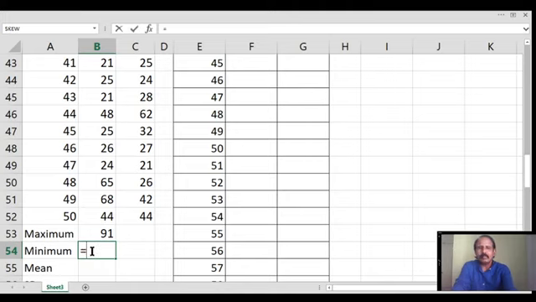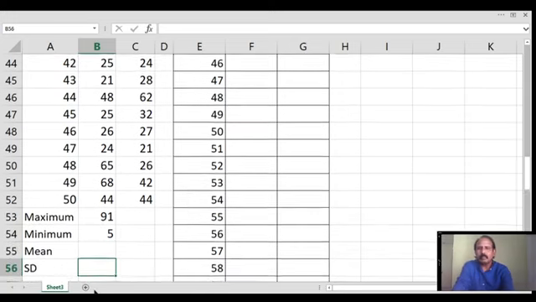Then we have to find the minimum, meaning the lowest score out of the entire data, and for that the function is equal sign MIN, minimum, then the data range, that is B3 to C52. This is the data range of the entire data set, and then we press the enter key. In this way we have got the lowest score.